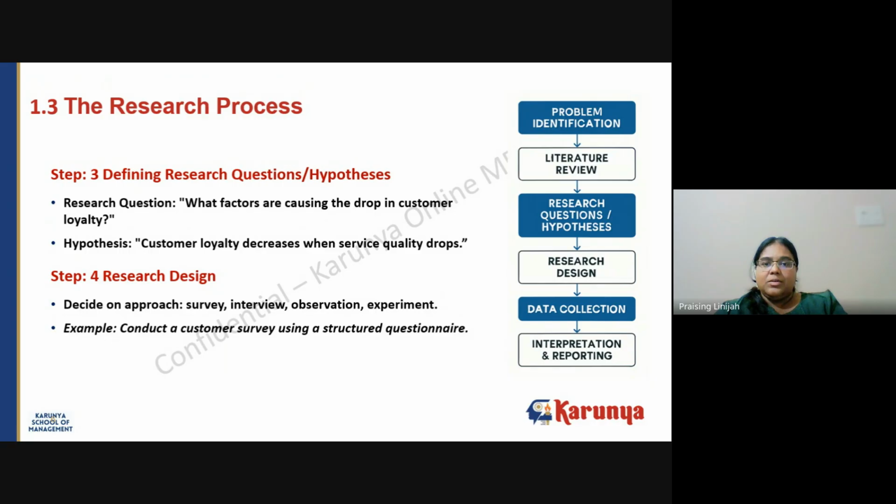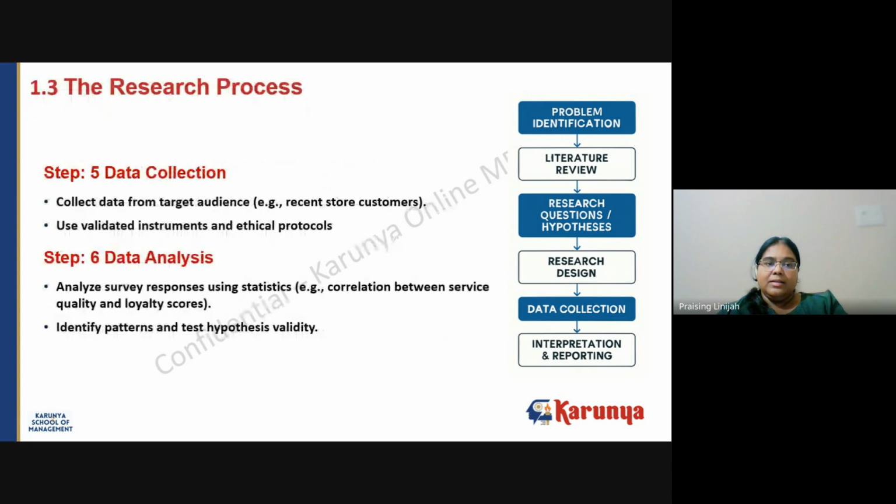In this case, for our retail store, conducting a customer survey through a structured questionnaire is very ideal. It makes it possible to collect qualitative and quantitative data insights efficiently. It helps us to do it. The next phase following this research design is data collection.